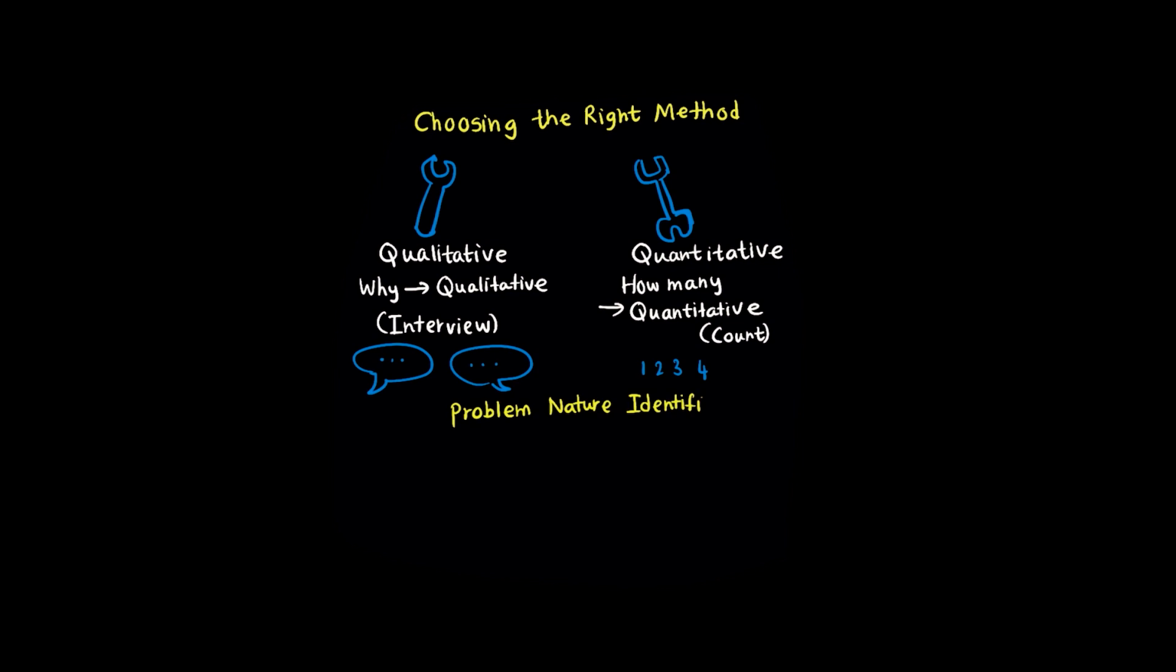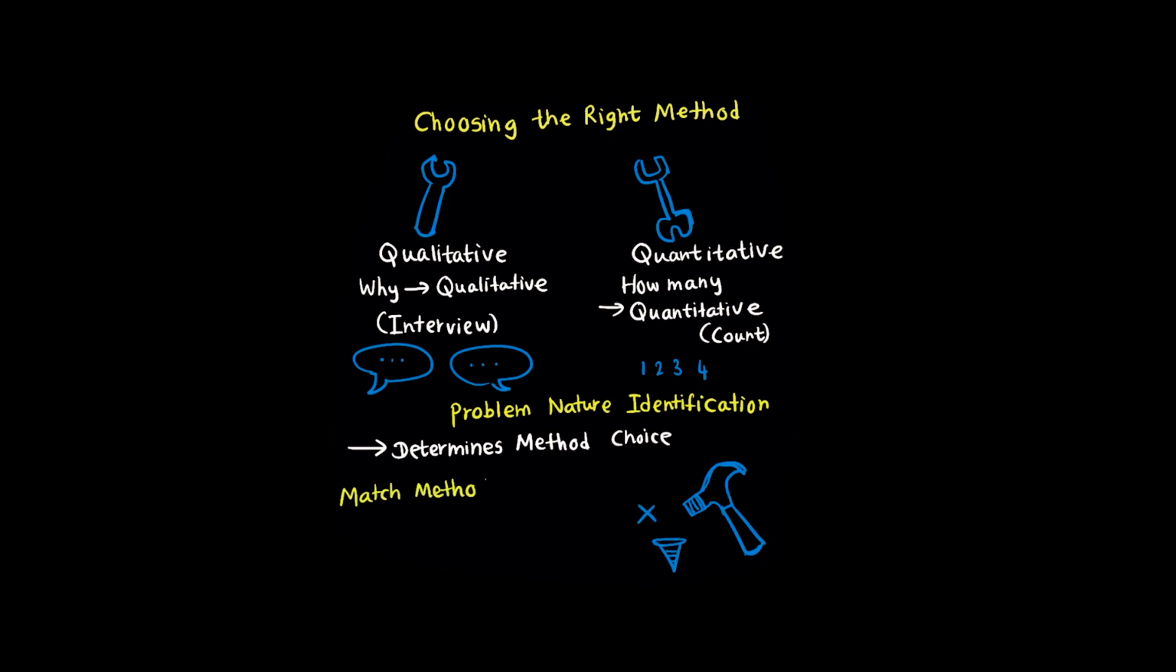Numerical problems need numerical solutions. Human problems need human insights. Sometimes you need both for complete understanding. Using the wrong method because of budget constraints is like using a hammer because it's cheaper than a screwdriver. You might save money, but you won't solve the problem effectively.